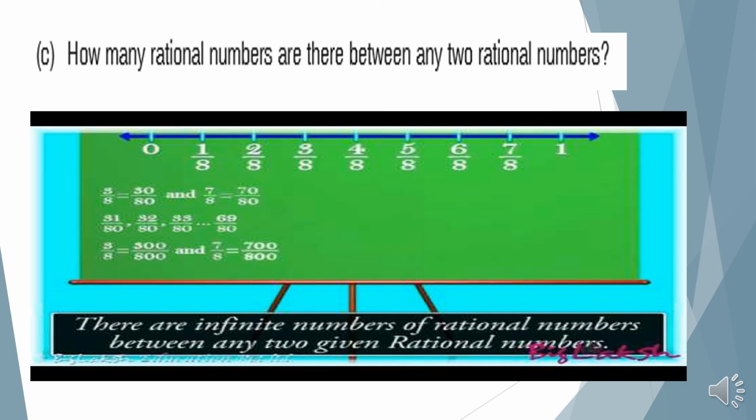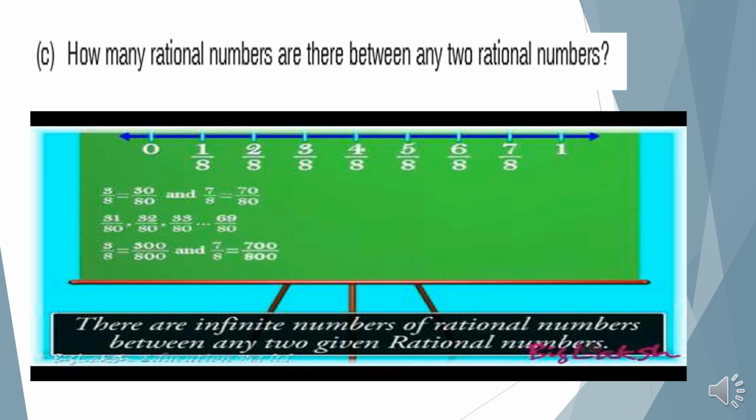Now, because 30 upon 80 and 70 upon 80 are rational numbers, 31 upon 80, 32 upon 80, 33 upon 80, and so on, 69 upon 80 are also rational numbers which lie between 30 upon 80 and 70 upon 80. Because the denominator is the same, the numerator lies between the numerator of the first rational number, that is 30 upon 80, and the second rational number, 70 upon 80.